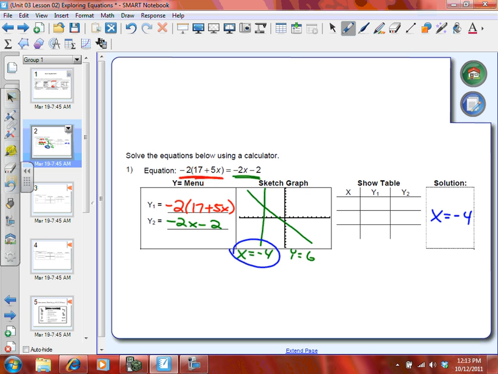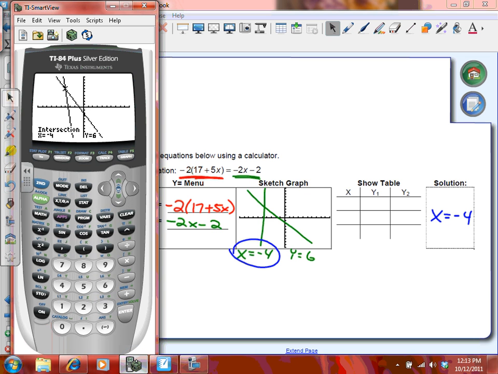Now, notice over here it says show the table. We can also see that same solution in our table. Everybody go to the second graph, and in your table, I want you to go and find negative 4.